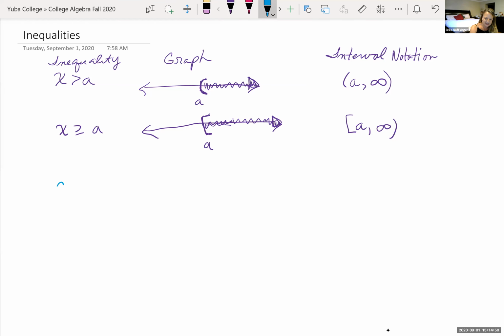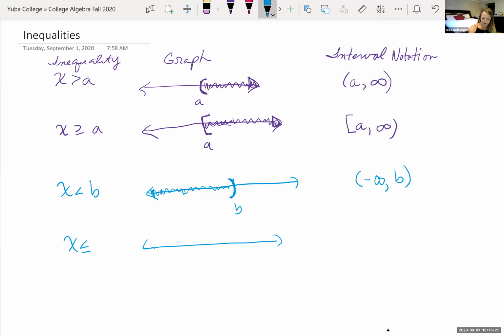So same sort of idea with less than. We can have x is less than b. You locate b on the number line. This time it's everything that is less than, so shade to the left of b. And again, it's a parenthesis. You're always going smallest to largest. So we're coming from negative infinity, and we're going to b, but not including it. So with less than or equal to, instead of the parenthesis, we have a bracket and shade everything to the left.